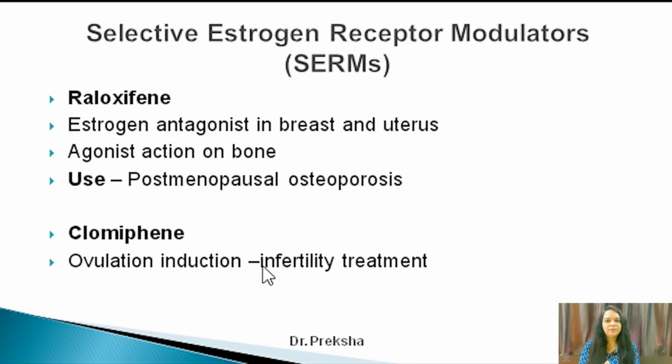Now, coming to clomifene, that is used for ovulation induction in the treatment of infertility.